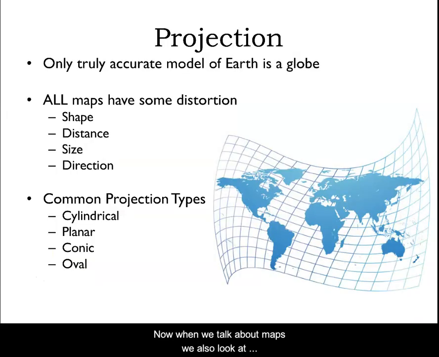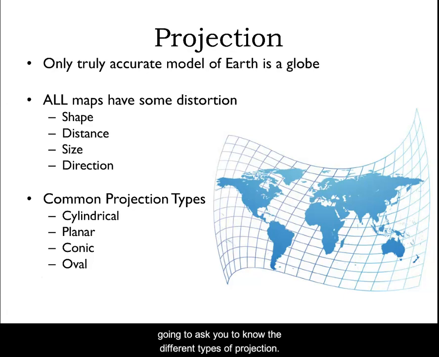Now, when we talk about maps, we also look at projection, and when we are trying to take the Earth, which is, of course, a sphere, and we're trying to depict it on a flat surface like a paper or even a flat screen for that matter, we have to distort the image. The only true accurate model of the Earth is a globe. And when we distort the image and we flatten out what's on a globe and try to put it on paper or put it on a screen, we have to use some different projection types, and those are listed.